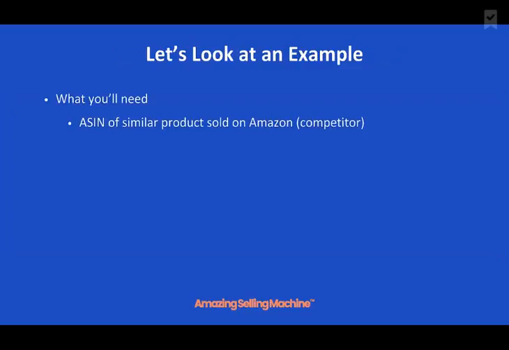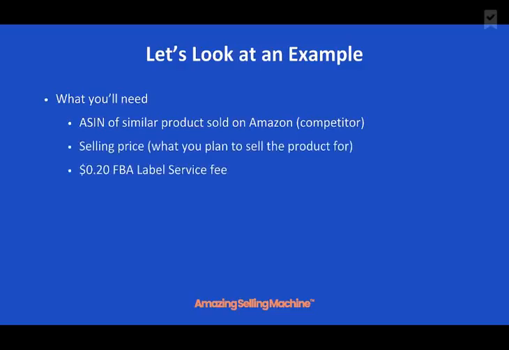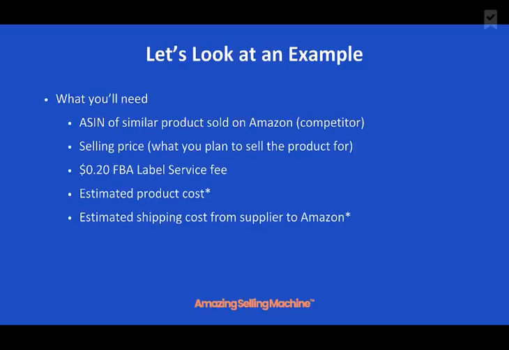For this example, we would use the ASIN of a competitor's product, one that's very similar to the one we're looking to sell, in order for Amazon to accurately know the size and weight of that product. Then we also need to know what the selling price is that we plan on selling the product for. Again, the 20-cent FBA label service fee that I mentioned earlier, the estimated product cost, the estimated shipping cost from the supplier, and I have an asterisk by those because we don't have those right now, but we're going to get the real costs later. We'll just estimate those while we're researching our suppliers.